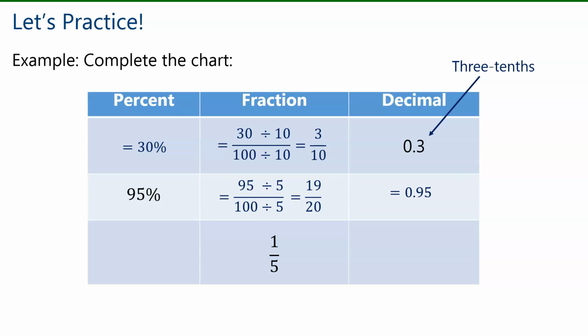Now for the last row, I have the fraction 1/5. 1 over 5 is 0.2 as a decimal. Now to write the percent, again, I have various options. I can just simply move my decimal 2 places to the right to get 20%, or you could take 1/5 and write that as an equivalent fraction over 100 and get 20% that way.